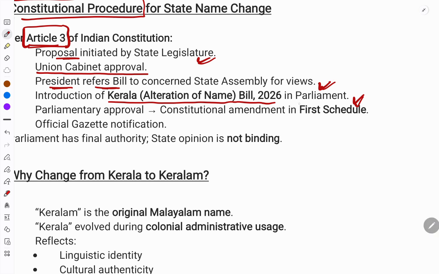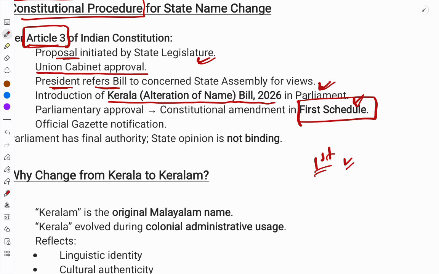Then the first schedule will be amended. As we know, there are 12 schedules currently. The first schedule covers the names of the different states. It has the list. So since we are changing the name of Kerala to Keralam, the first schedule has to be modified, amended. So that is important.